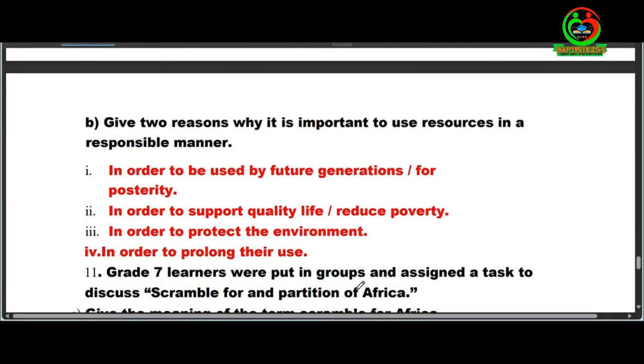Question number B. Give 2 reasons why it is important to use resources in a responsible manner. 1. In order to be used by future generations, in order to support quality life, in order to protect the environment, in order to prolong their use.